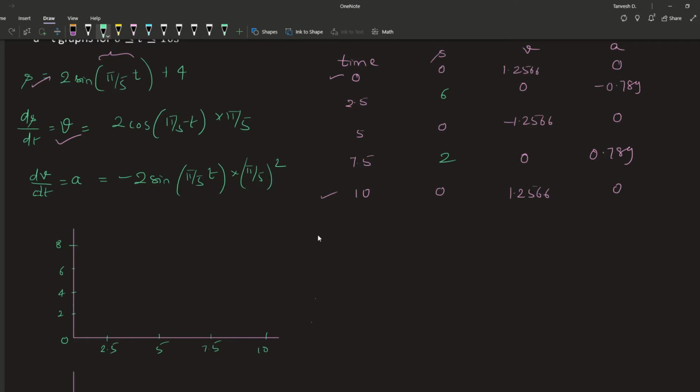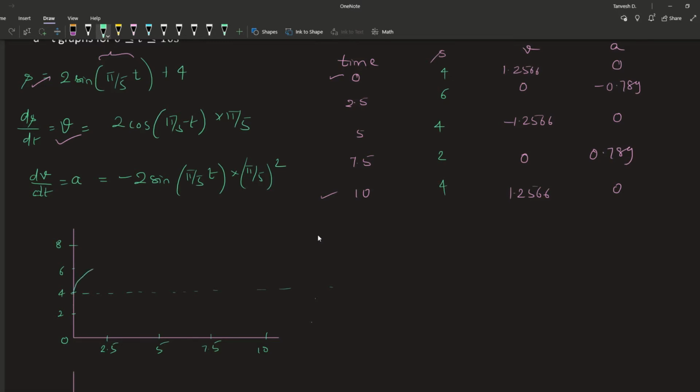And yeah, of course, the 4 has to be added to all of them. So these values will be 4, 4, 2, 4. Okay, so this 4 is actually forming a baseline for that sine curve, and from this the sine curve will be formed.